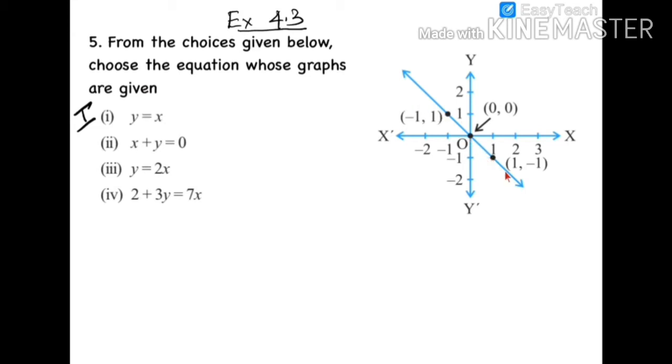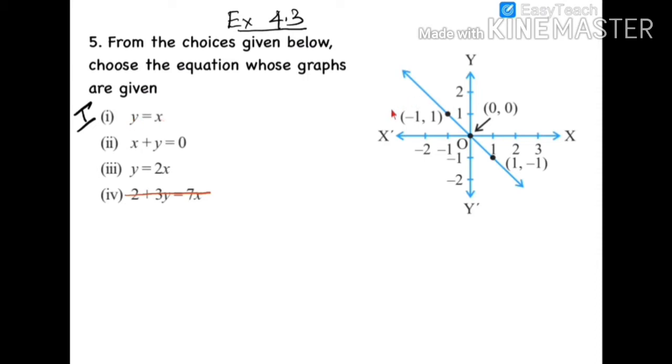Observe that this line passes through the origin. Therefore, this equation has c term 0. This implies that the 4th one does not represent this line on the graph, as it has a constant term which is 2. Now let's take the first equation, y equal to x. In last video class I have shown you how to check which equation represents this line. We have to take each of the points that are marked on the line and substitute in the equation and check whether the left hand side is equal to right hand side.